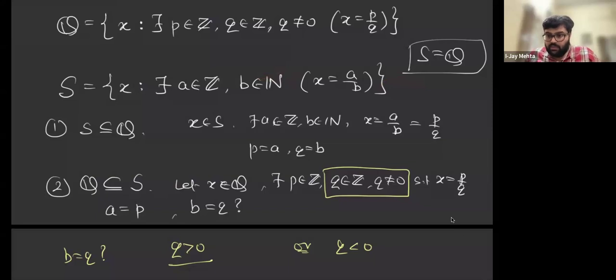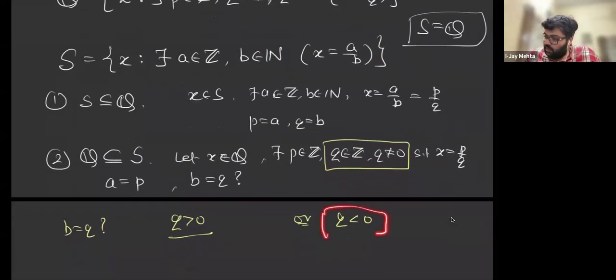Now the problem is here. What if Q is negative? I cannot take B equals Q because B has to be a natural number. Then how do I write P by Q? That is my question. P by Q where Q is negative, for example, I can take 2 upon minus 5. Then how do I write it? Is it possible to show it is in S, or that element does not belong to S? 2 by minus 5, will it be in S or not? Can you somehow write it like this, some integer and some natural number?